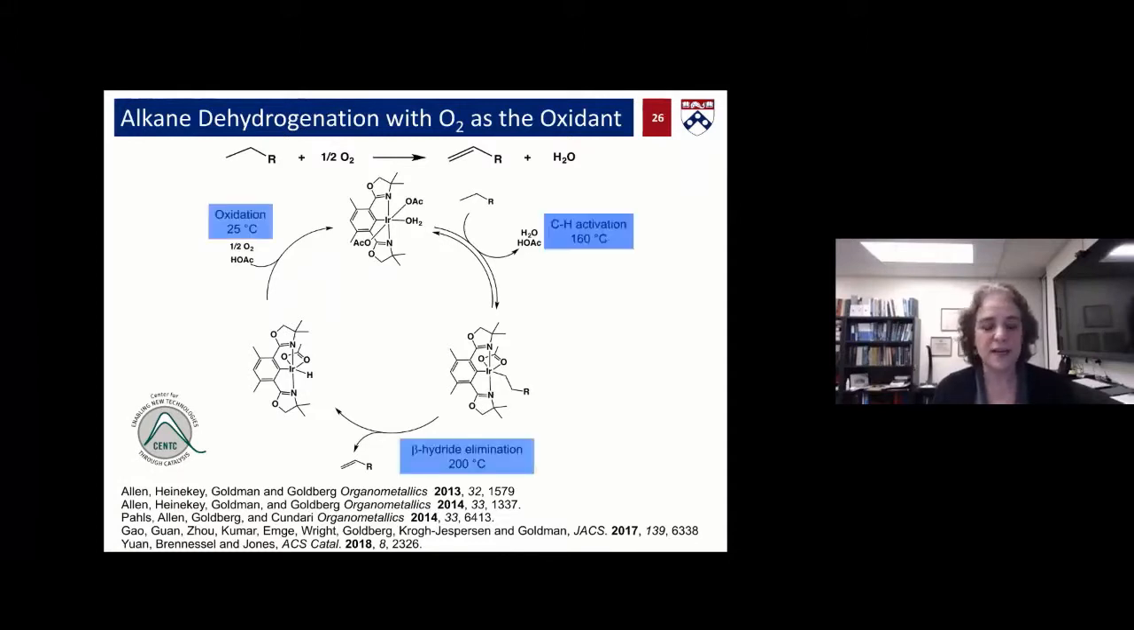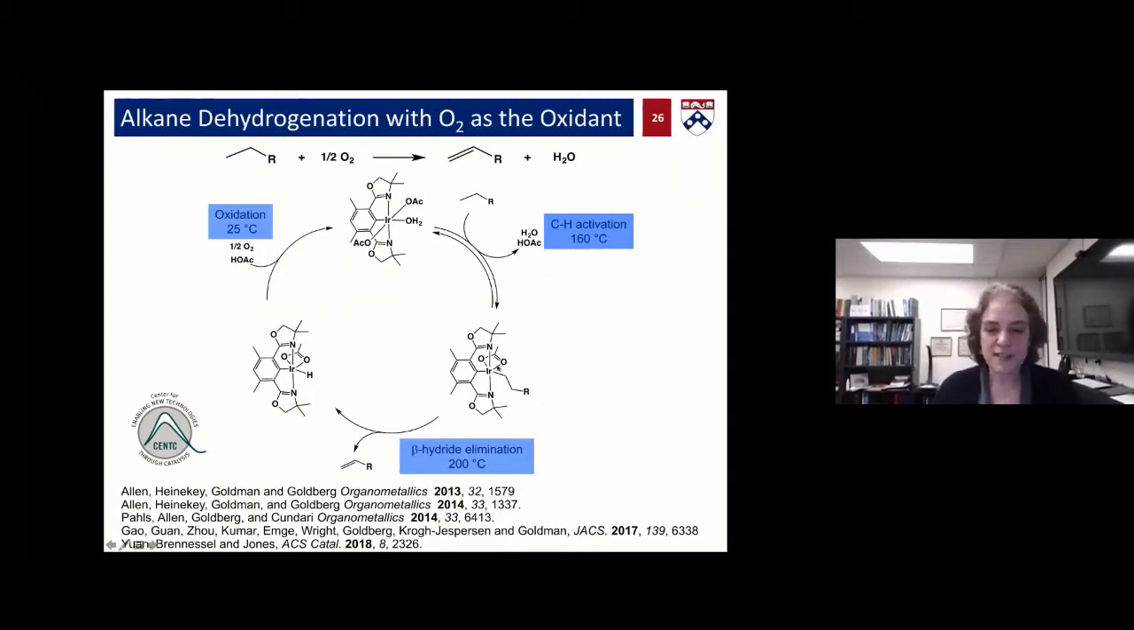Now, unfortunately, this looks very nice on paper like a catalytic cycle, but it doesn't work in practice. The reason being that these reactions are at wildly different conditions. This oxidation happens at 25 degrees, the CH activation is at 160, and the beta hydride elimination is at 200. So we set out, and this is work that was carried out in CCI, working as a team, to think about how we could get these all more on the same page and to a lower temperature. The problem is that at these high temperatures, the oxygen can do a lot of other things, non-selective reactions rather than just the reactions we want.